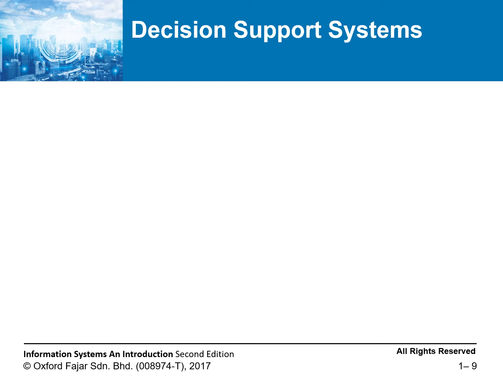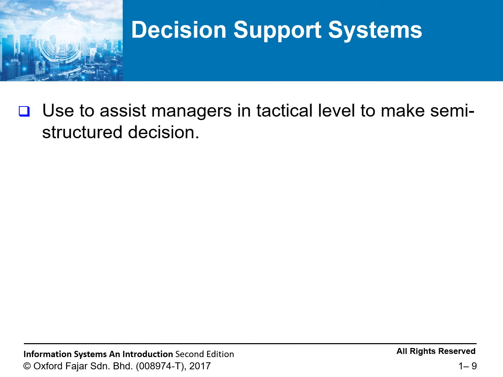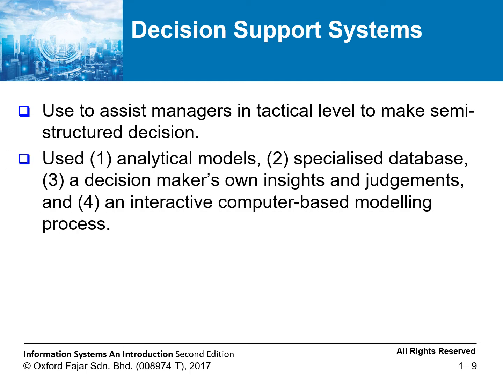Next is decision support system. So DSS is a computer-based information system that provides business decision makers with interactive decision support. Okay, this DSS is used to assist managers at the tactical level to make semi-structured decisions. DSS works by using first analytical models, second a specialized database, third the decision maker's own insight and judgment, and fourth an interactive computer-based modeling process.